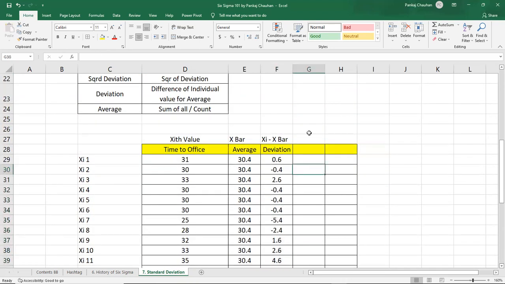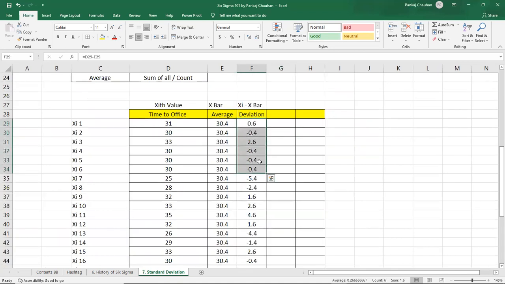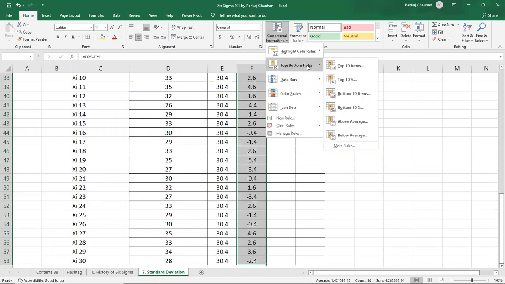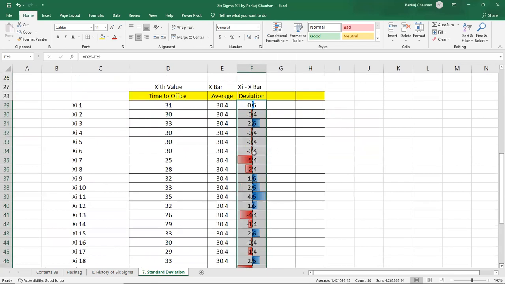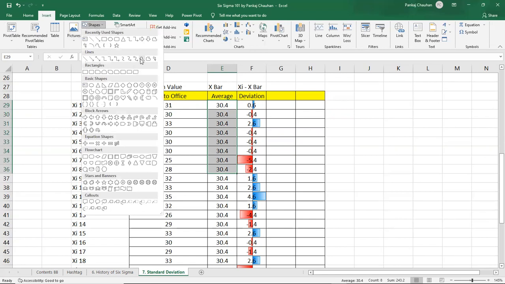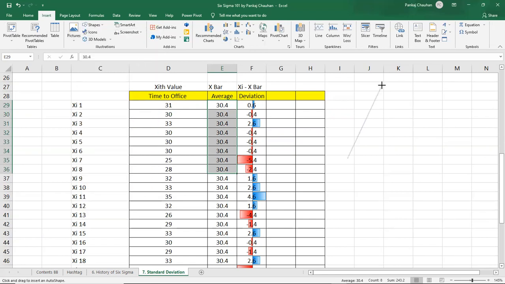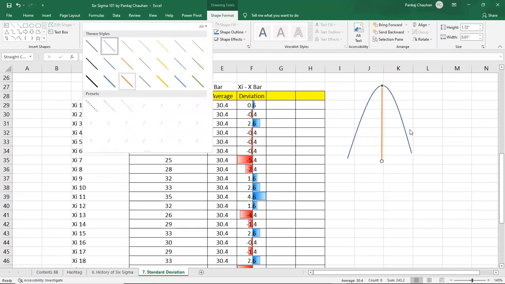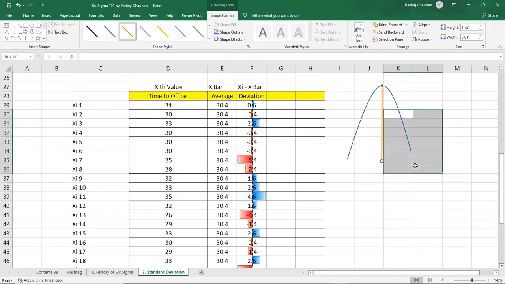You will notice one thing: some values are positive here and some values are negative. Why? Because average is your center value. When you calculate the average, picking up the center value, definitely some values will be less than the center value and some will be more than the center value. Assume your distribution of the data goes like this, and there is a center value here. Values which are less than this center value or the average are negative, and values which are more than the center value or the average, on the right side, are positive.